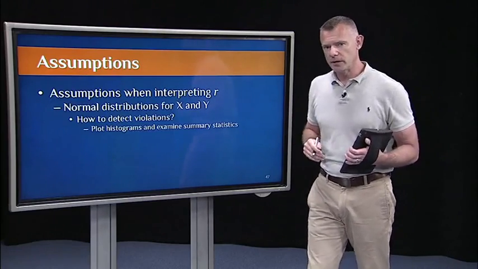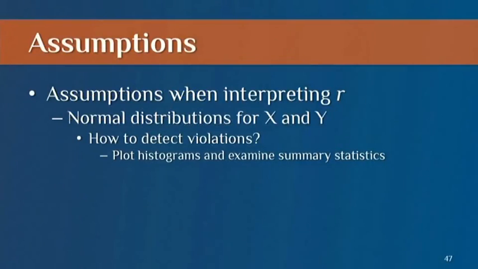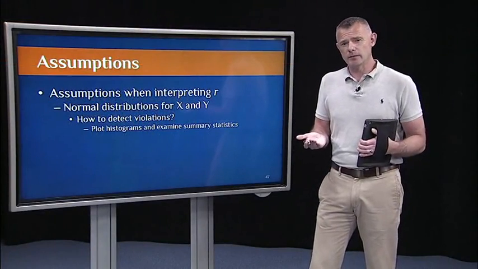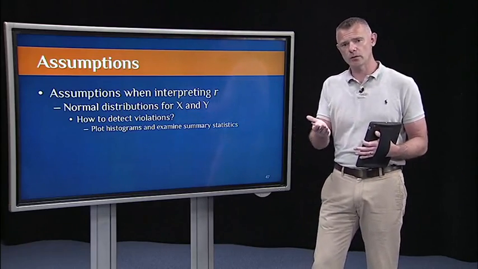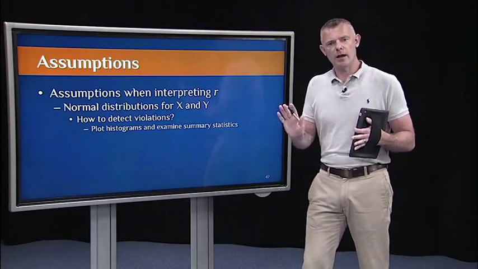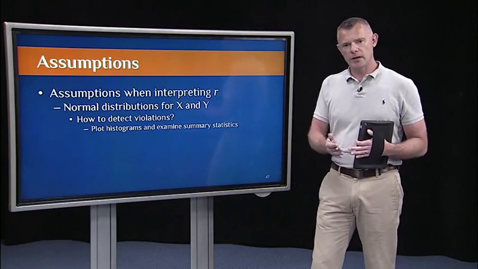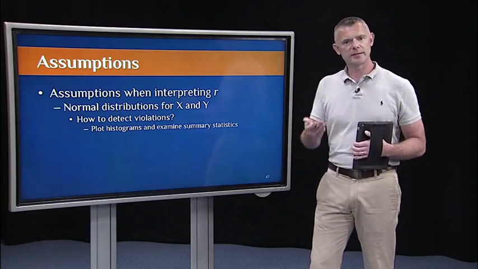So let's go back to the first 3. Number 1, that we have normal distributions for x and y. Well, how do we detect violations of that assumption? That's real easy. Just go back to our lecture on distributions and summary statistics. All you have to do is plot histograms, eyeball them, see if they're relatively normal. If it's hard to detect, then you could run summary statistics and see if they're normal enough to satisfy this assumption. That was covered in the lecture on distributions and histograms and on summary statistics and in the first lab.